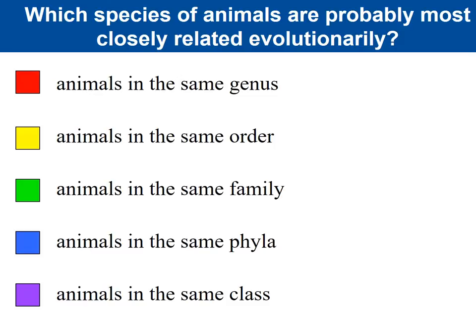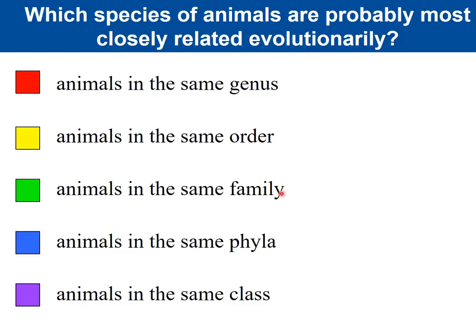When you get to more broad classification, like domain, for example, organisms in the same domain are very distantly related to one another, right? They diverged a long time ago, which is why they're very separated in terms of their taxonomy. And so the answer would then be red, animals in the same genus, because genus is the next level up from species. And so organisms in the same genus are going to be very, very similar, and they're going to be the most closely related evolutionarily.